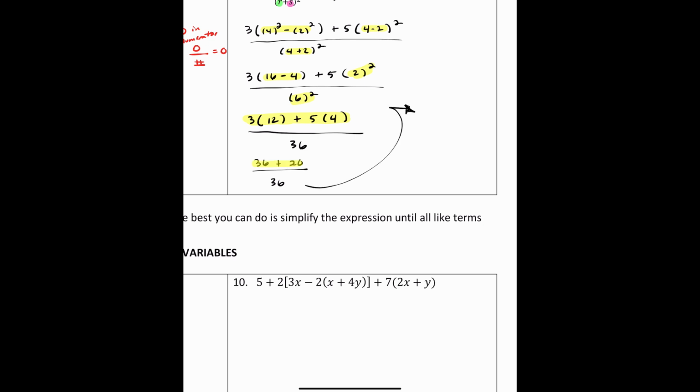So now, 36 plus 20, that's 56, all over 36. Now, 56 over 36 looks like your answer, but it's not. Because when we're doing order of operations or when we're evaluating expressions, your final answer must be simplified. Now, simplifying means we perform all the operations until we no longer can.